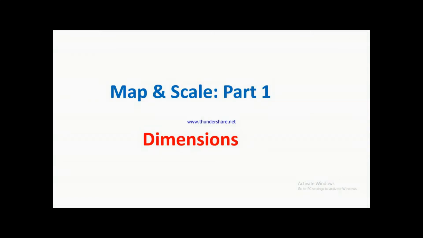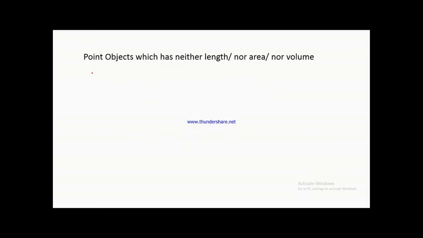My dear students, being students of geography, we are often to map our surroundings according to their position and scale. But before going to discussion about map and scale, let us have some fundamental ideas about dimensions. Around us, some point objects are there which have neither length nor area nor volume.